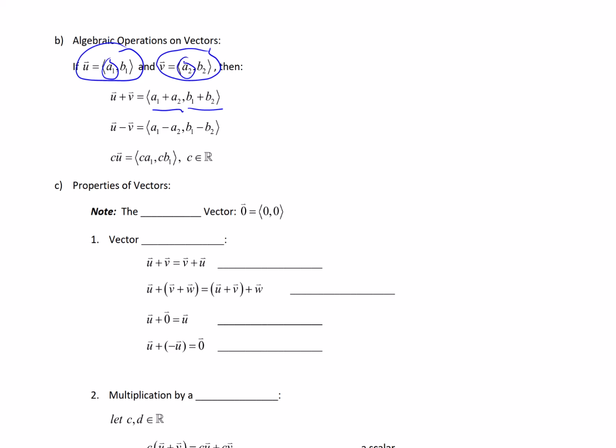And secondly, you can subtract vectors. So vector u minus vector v would be, in a similar way, the subtraction of their components. So now it's a1 minus a2, comma, b1 minus b2. Now, as you may be thinking, subtraction is not commutative, which means the order does matter.